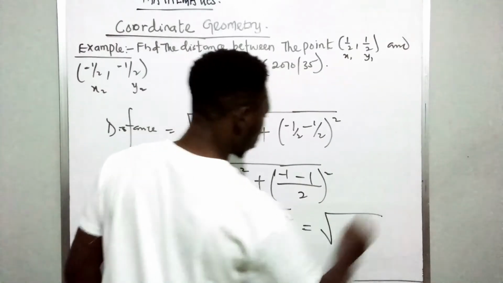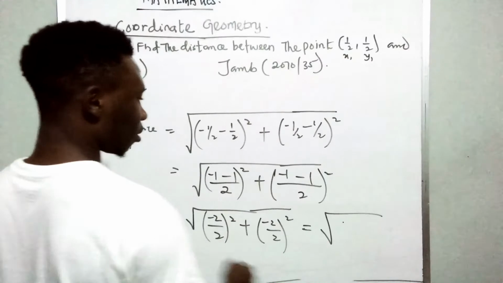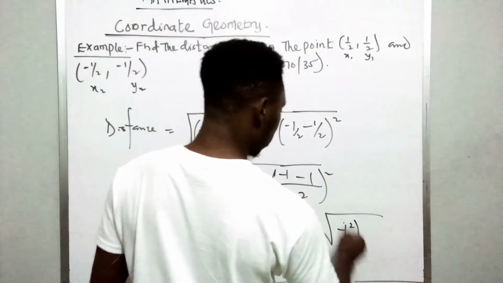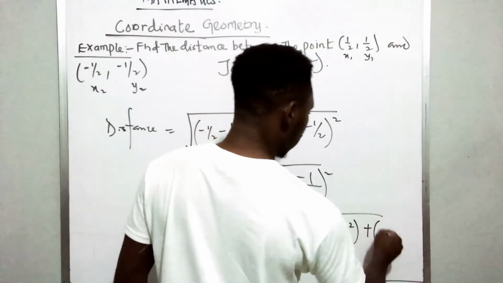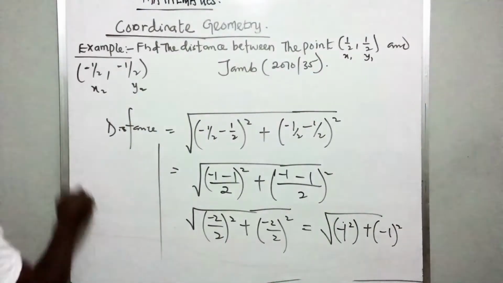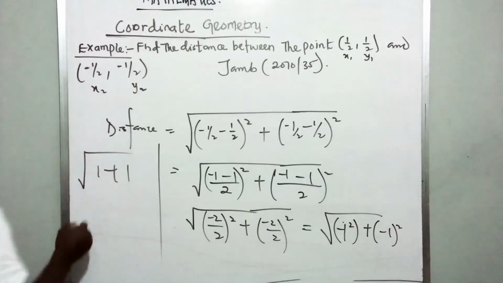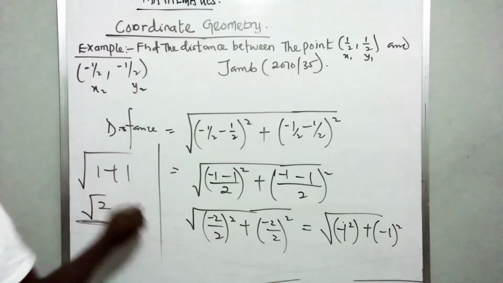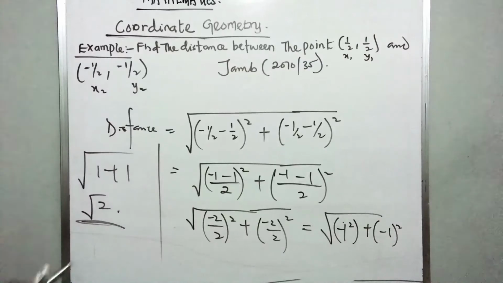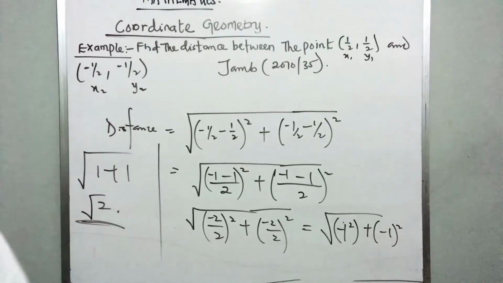So this is the square root of, 2 divided by 2, 1, minus 1 squared plus minus 1 squared. So that becomes the square root of 1 plus 1, since minus 1 squared is 1. That is the square root of 2, that's root 2. So the distance between this position and this position is equal to root 2.